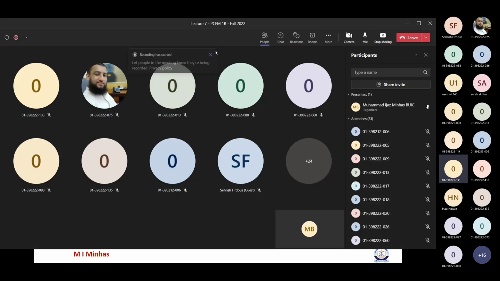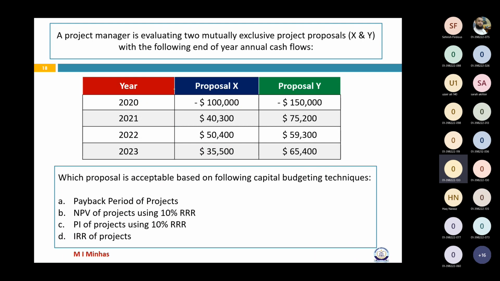Okay. So now, here we have an example. This example is there for you, and we will try to calculate payback period using the same example. We will try to calculate NPV using the same example. We'll try to calculate PI using the same example, and then we'll try to calculate the IRR using the same example.